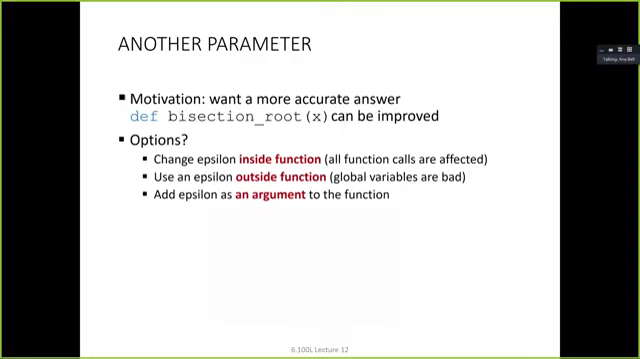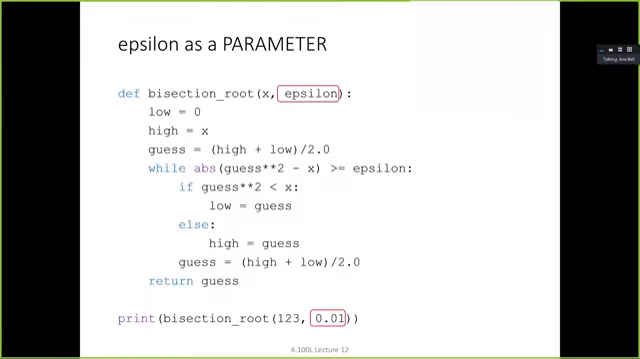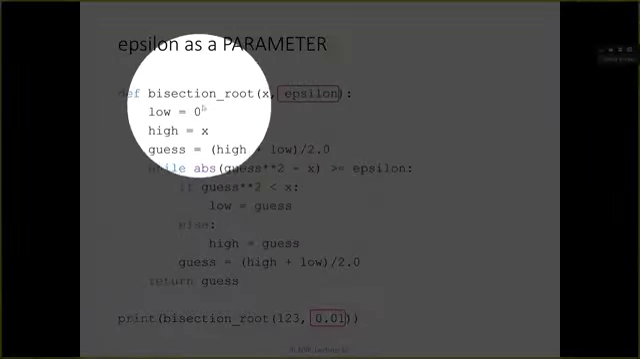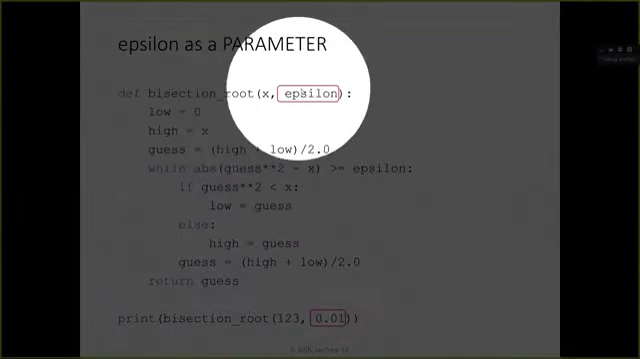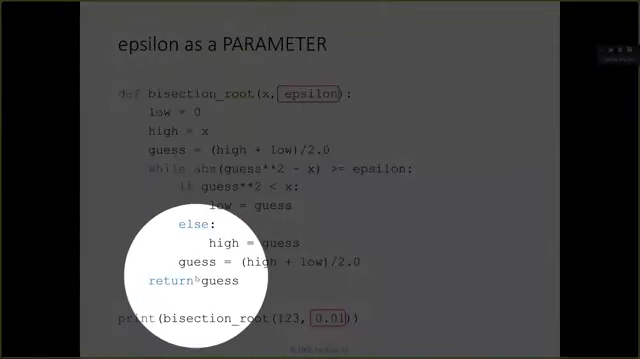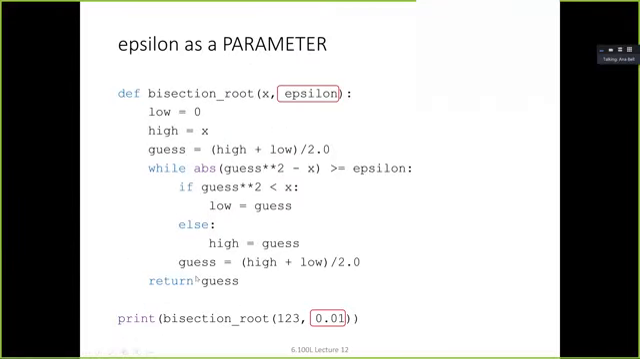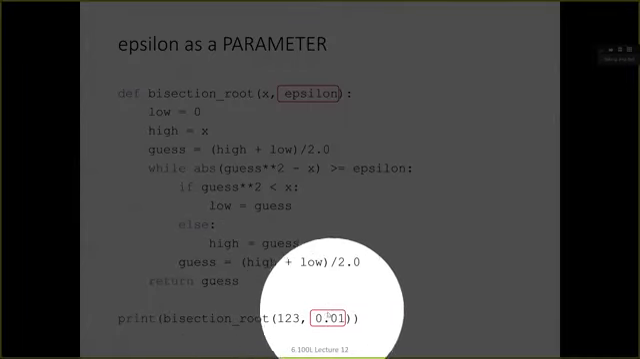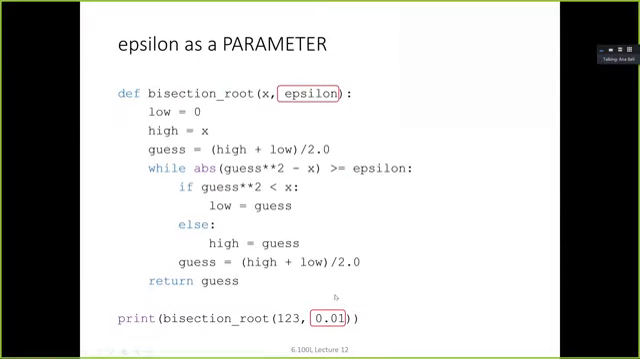So unsurprisingly, the last option is going to be our best option. Let's just add epsilon as another parameter to the function, right? So there it is. We've got a bisection root, again, as a function. We've got a parameter x, and we have epsilon as a second parameter that the user can call the function with. Okay? So other than that, the function body is exactly the same, right?